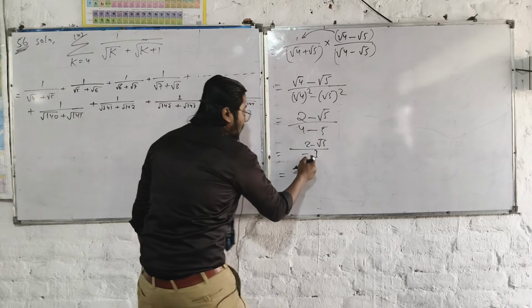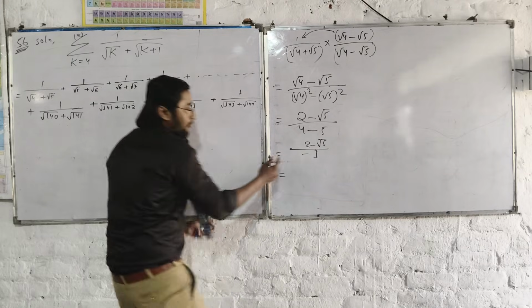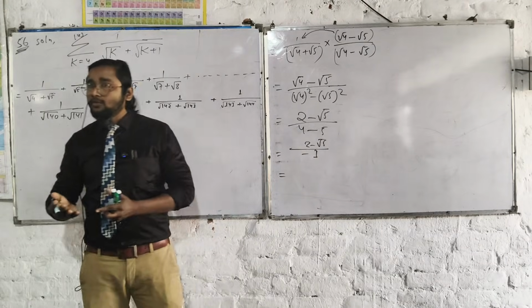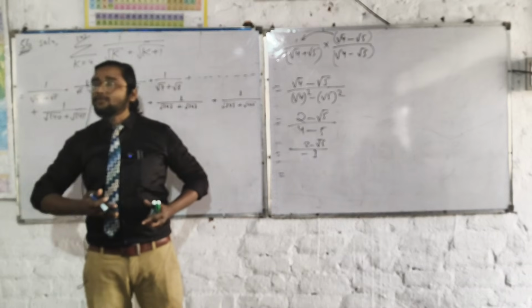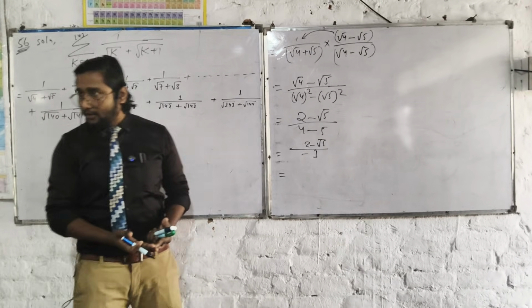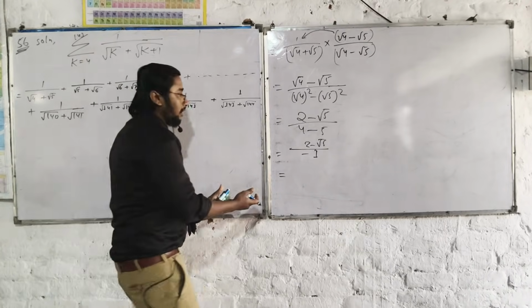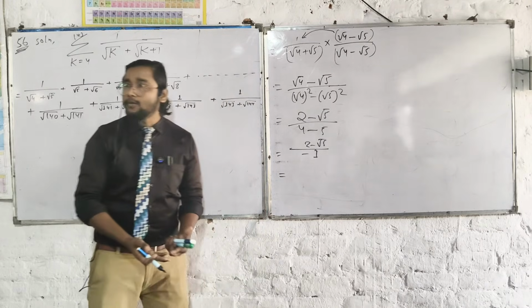Now try to understand here. We don't need to keep the minus 1 in the denominator. We have to remove the minus 1 from the denominator. To change minus 1 to plus 1, what will you do?